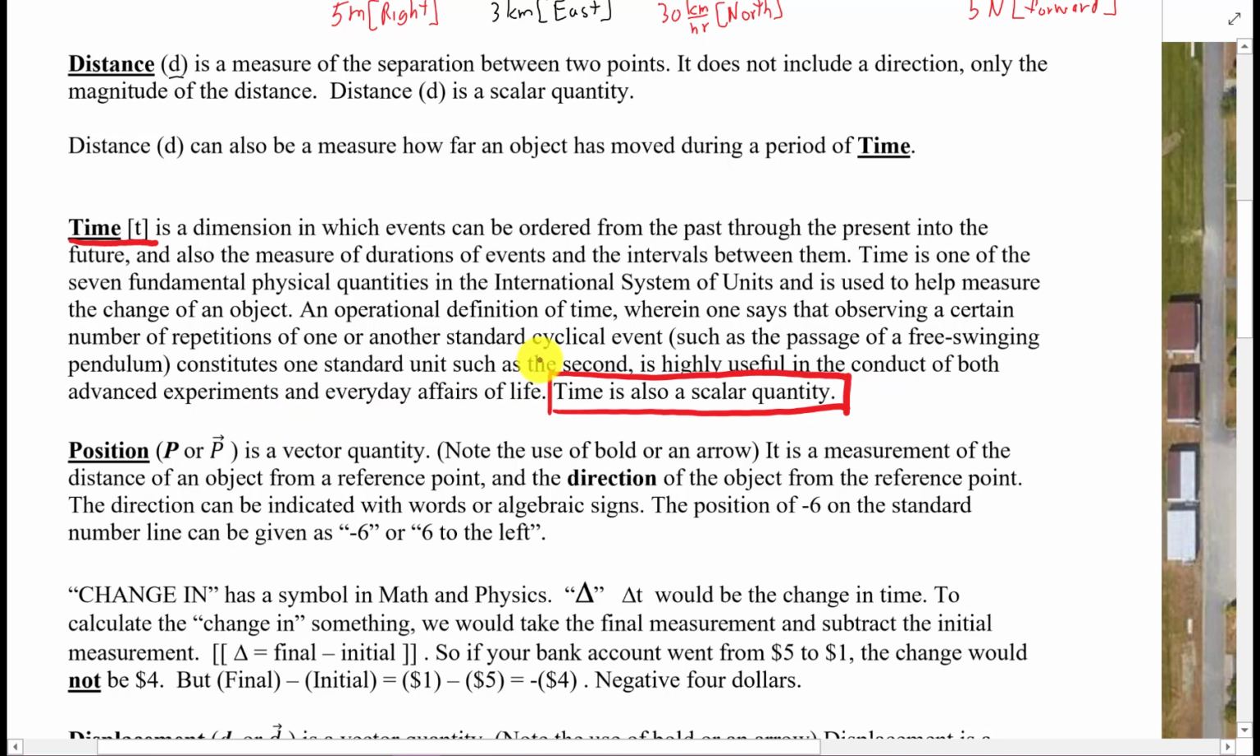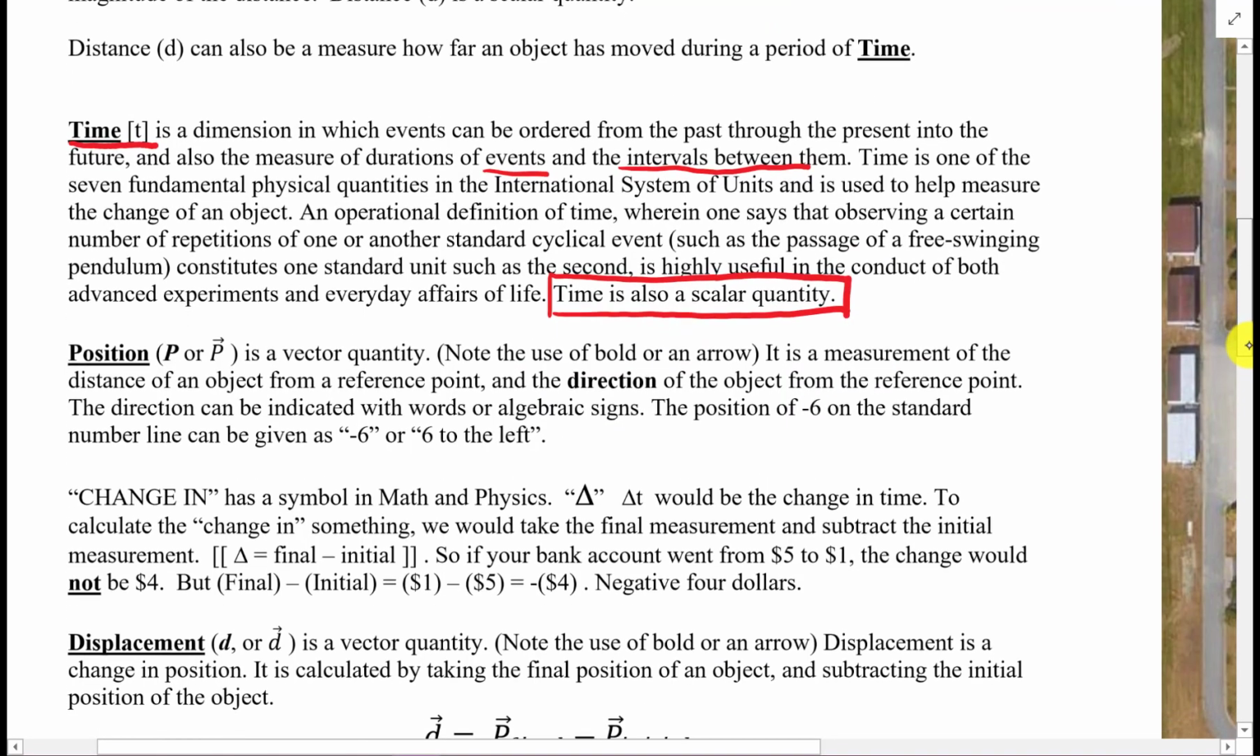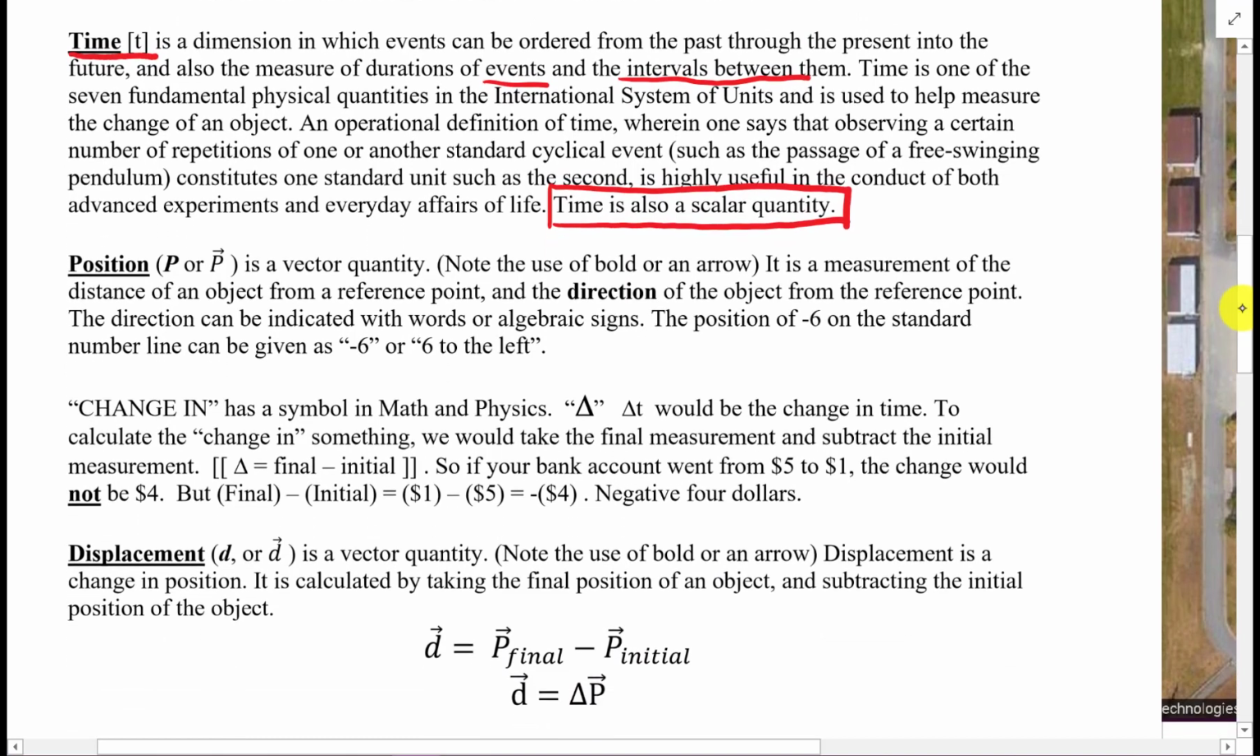So what do you need from this? Just exactly what I've highlighted here. Time is a scalar quantity, and it's kind of measuring intervals between events. Okay, leave that alone. We have a chapter 1, lesson 4, all about time and calculating time. We'll leave that alone for now.